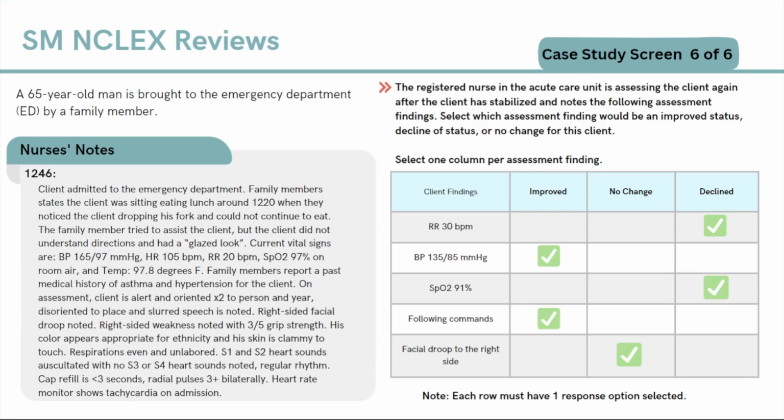Now, what about our client that can now follow commands? Remember, earlier this client was a little disoriented and unable to follow directions. So this is definitely an improvement. Lastly, this client has a right-sided facial droop, which they had upon admission at the beginning of our case scenario. So this would be an assessment finding that has remained unchanged.